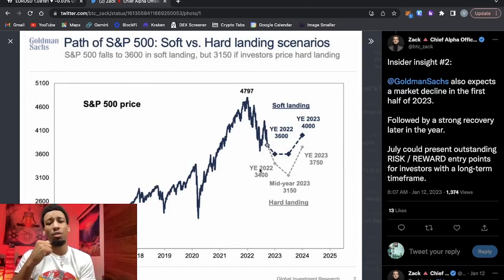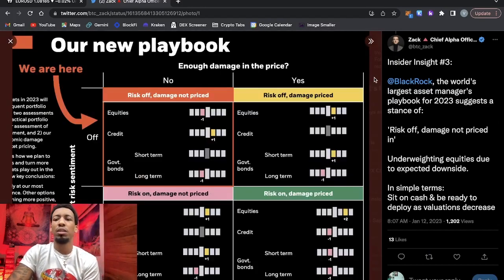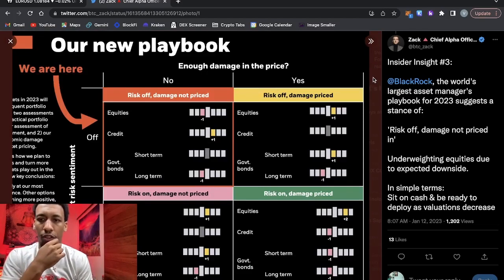We just heard about Amazon Web Services announcing a partnership with Avalanche. So it's a lot of things happening. Like, it's different this time. And then let's go over BlackRock's TLDR for their playbook for 2023.